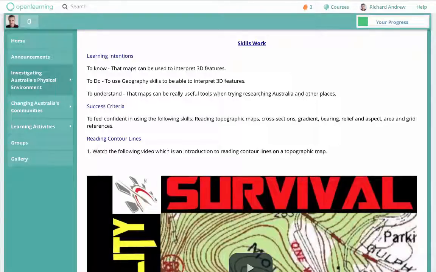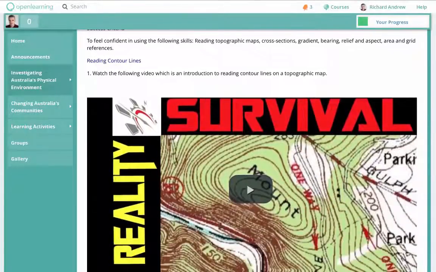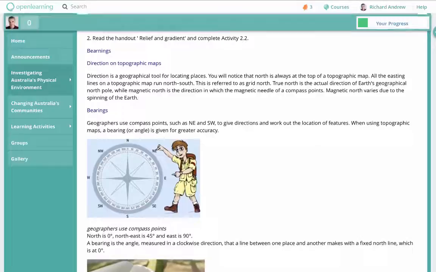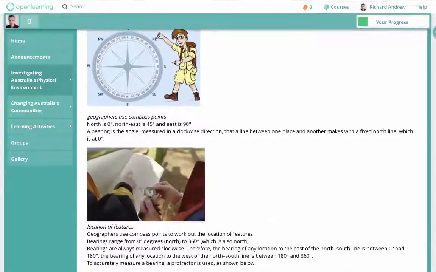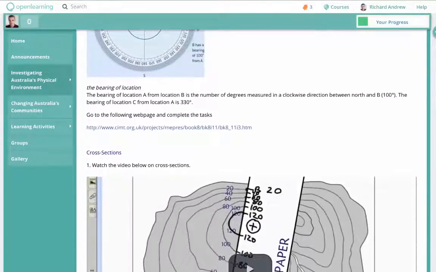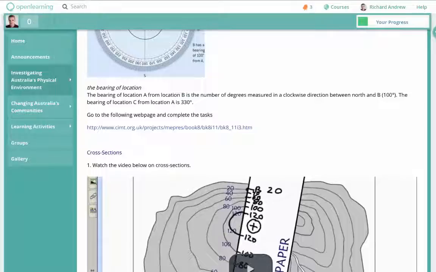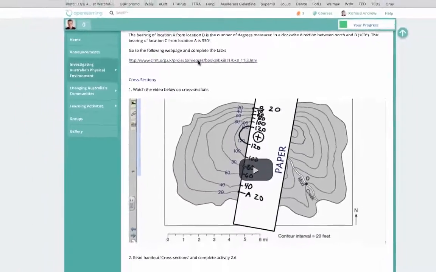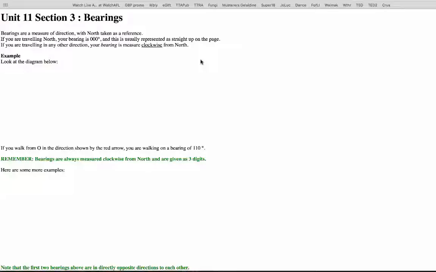So for every skill, I included a video. So they had to watch the video, which is an introduction, and then they had a handout. And the handout had a step-by-step on how to do it. And also then they had some activities that they had to do. So then they had to do gradient, there's a video, read the handout, complete the activity. There's some information on bearings.